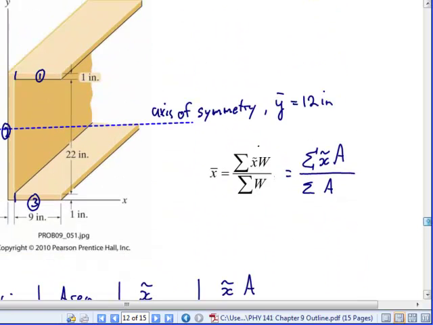Does that seem to make sense? This is a total of 10 inches wide. 2.64 is going to be about a quarter of the width, so somewhere around there. That seems about right because we've got a lot of material over here on this side and we don't have any material on this side.